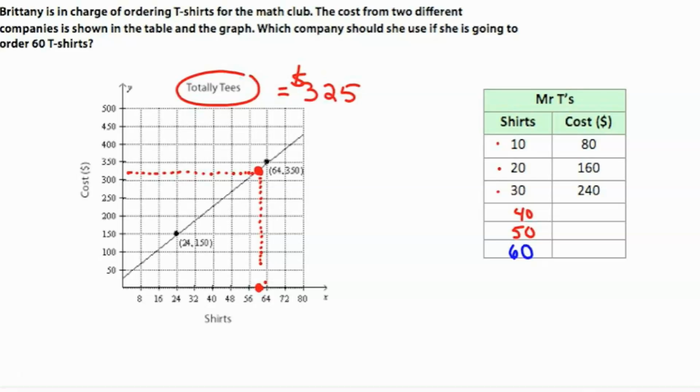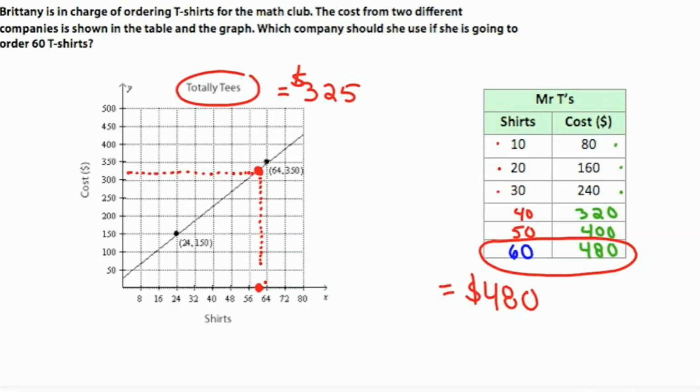So I'm going to highlight that with blue. Now, you notice that we have an increase of $80. So we go from 80 to 160, and then we go up to 240. So if we increase that by $80, we'll have 320. Increase that by another $80, and we have 400. And then finally we have 480. Now, remember, we're after how much it costs for 60 t-shirts for Brittany to order for the math club. So we have, in Mr. T's case, a cost of $480.